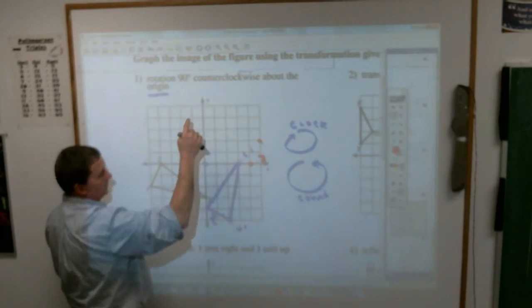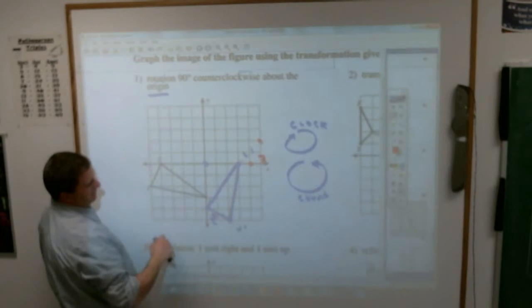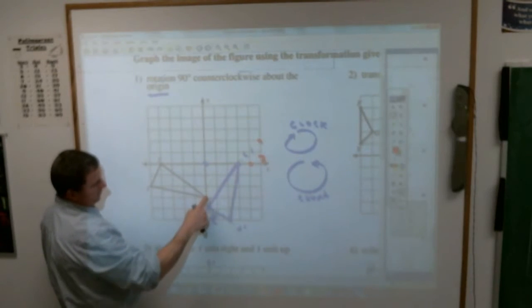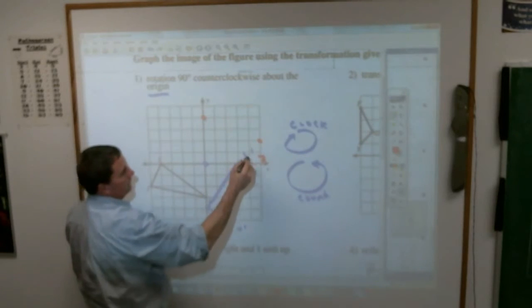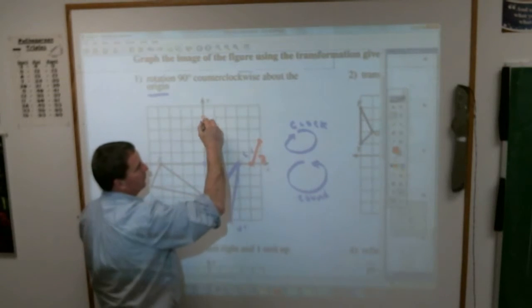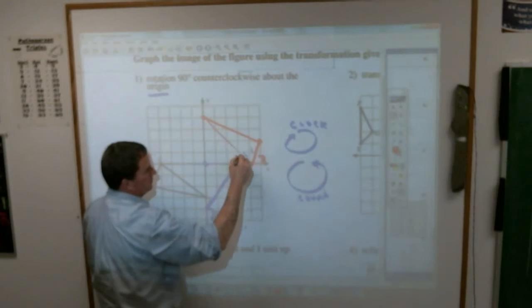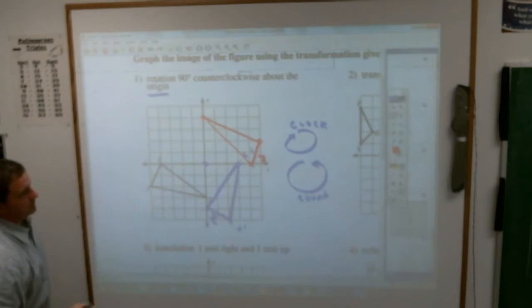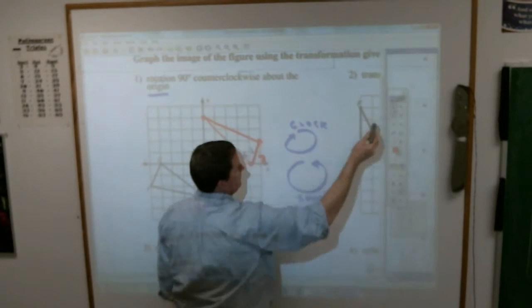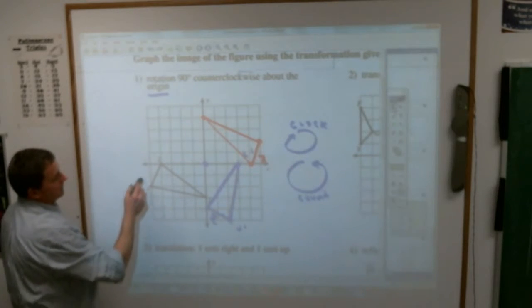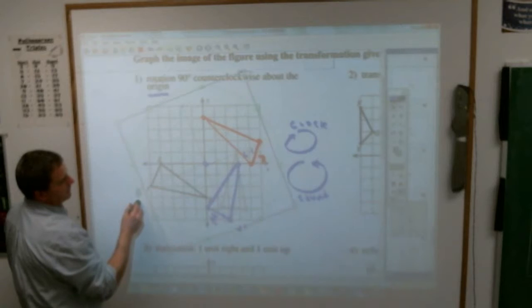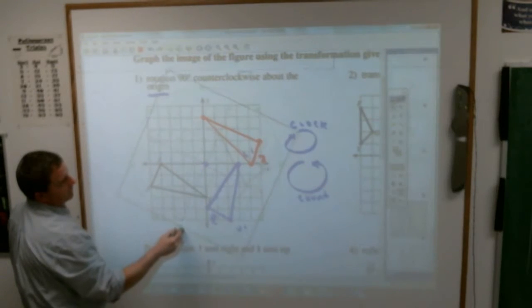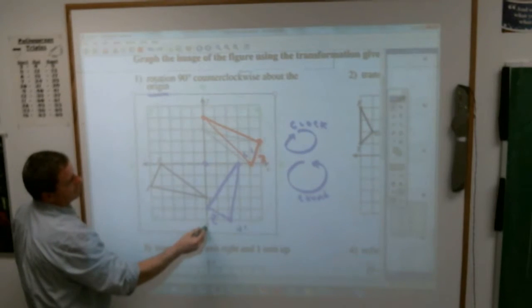1, 2, 3, 4. That's not right, is it? Here's 1, 4. 1, 2, 3, 4. So if I turned it 180 degrees, and I'll do it for you in a second, that's probably what it's going to look like. Let's look at the spin on this. I'm going to turn it another 90 degrees, and see that matching up there?